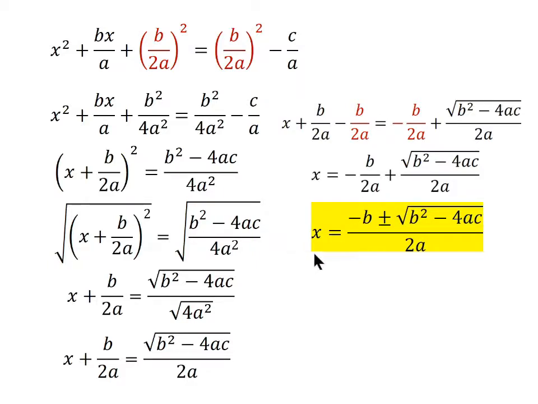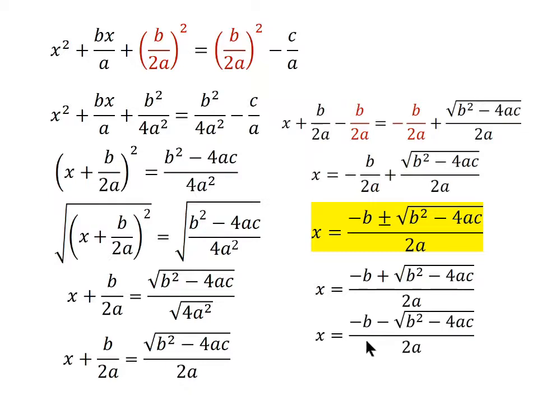This is now our quadratic formula. Since we're dealing with a quadratic, we have two solutions. One, x is equal to negative b plus the square root of b squared minus 4ac all over 2a. And the other one is x is equal to negative b minus the square root of b squared minus 4ac all over 2a. This is now our quadratic formula.